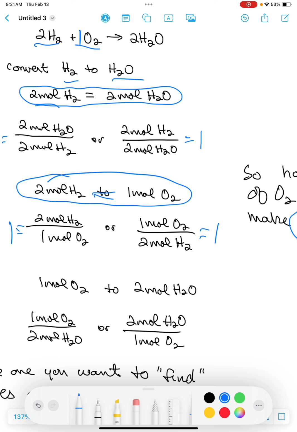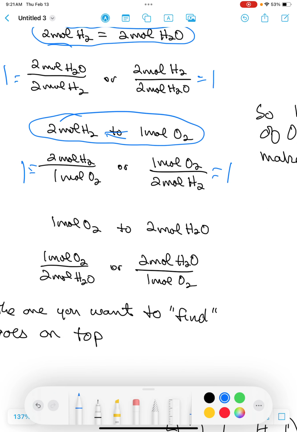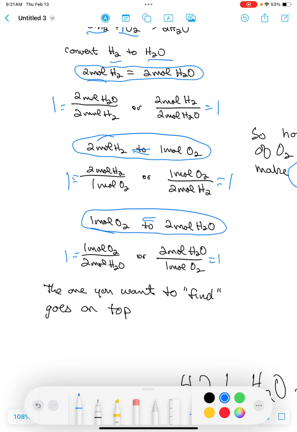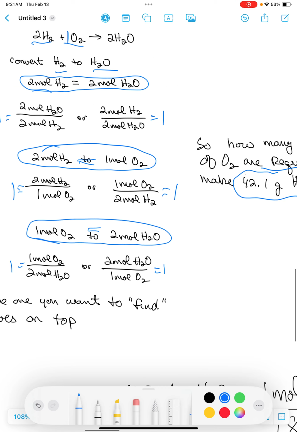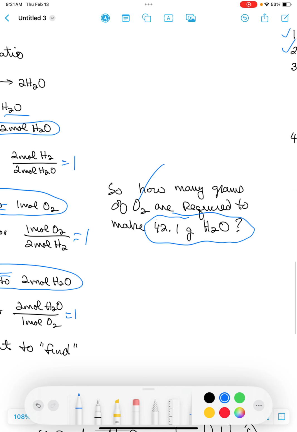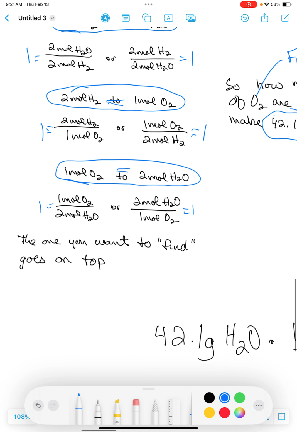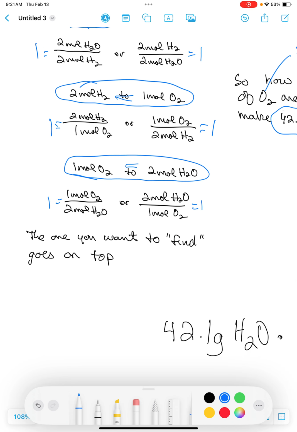For our problem, we're comparing oxygen and water. So it's 1 mole of oxygen to make 2 moles of water. So those things are essentially equal to one another as far as the reaction is concerned. So this is 1 and this is 1. So the one that we're trying to find, the one that the problem is asking for, how many grams of O2, that's what we're trying to find. So we need O2 on top. So we're going to choose this one.